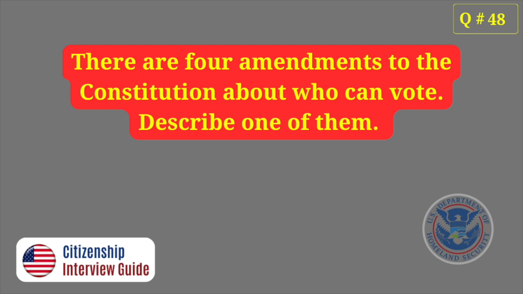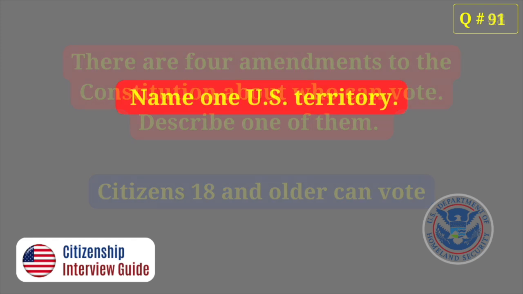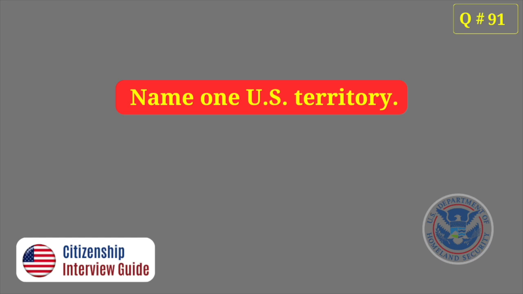There are 4 amendments to the Constitution about who can vote. Describe one of them. Citizens 18 and older can vote. Name one U.S. territory. Guam.